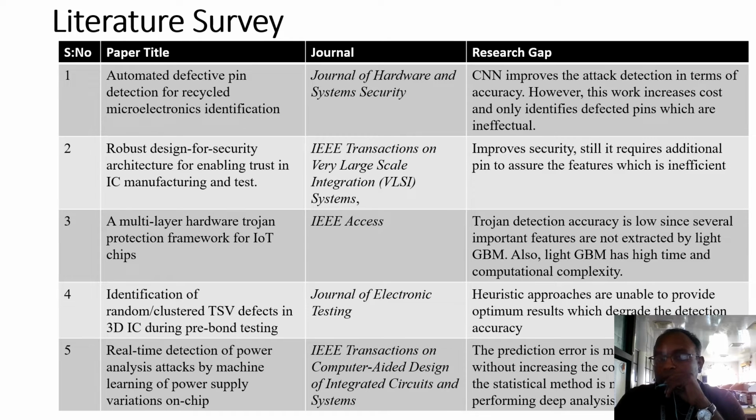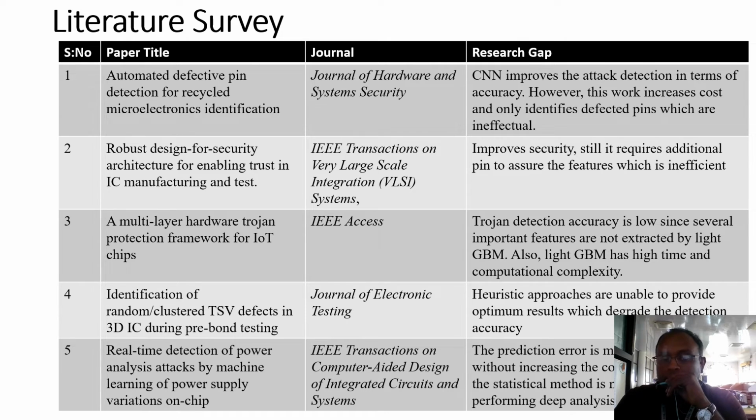There is a paper about the multi-layer hardware Trojan protection framework for IoT chips. It came in IEEE Access. The research gap is that Trojan detection accuracy is low since several important features are not extracted by the lightweight chip, and therefore it has high time and computational complexity. And the paper titled The Identification of Random and Clustered TSV Defects in 3D ICs During the Pre-Bonding Testing came in the Journal of Electronic Testing. Here the heuristic approaches are unable to provide optimum results, which degrades the detection.